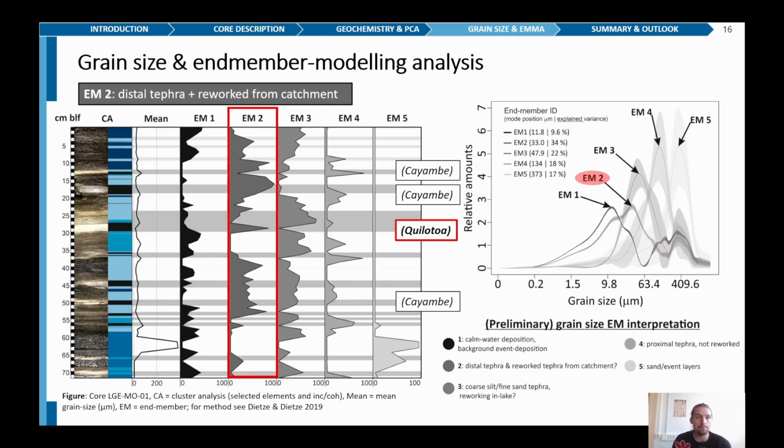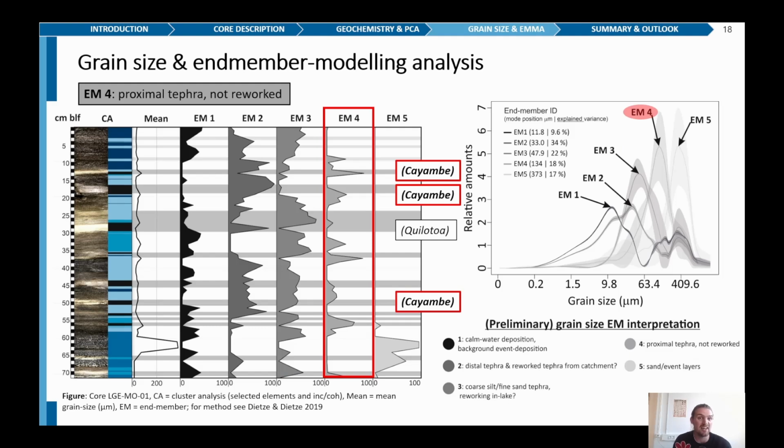End member 2, also silt fraction, shows peaks at the distal tephra input from Kilotoa eruption, for example. Kilotoa is a more far away volcano from the Laguna Caricocha, and it also shows peaks which are considered to be catchment reworking. We have end member 3 in the coarse silt fraction, with also a mode in the fine sand fraction. This end member reflects tephra material and also the in-lake reworking. We have end member 4 with quite nice peaks for the input of proximal tephra from the Cayambe volcano, which is not very far from the lake, and shows a direct input, no reworked material.